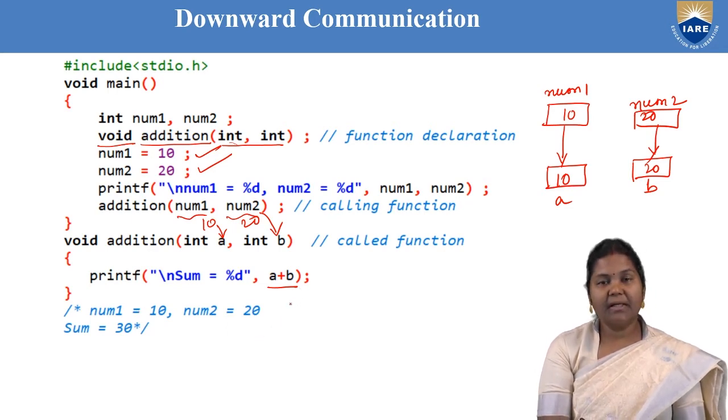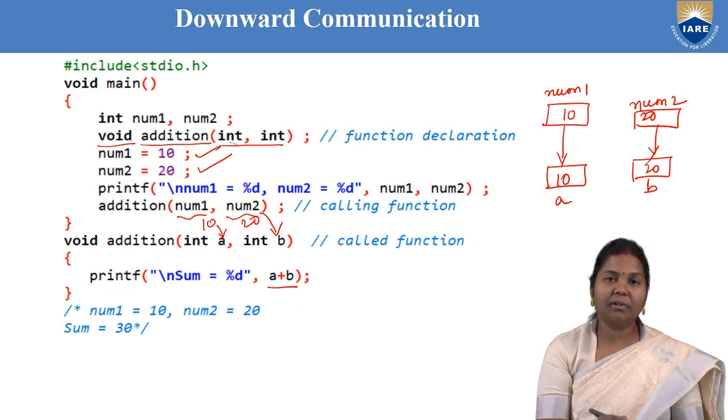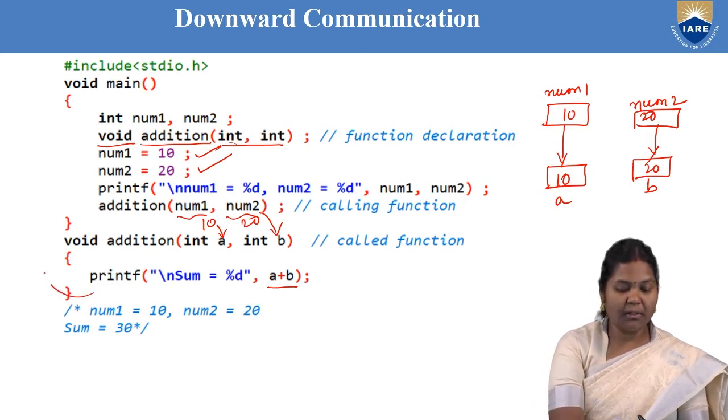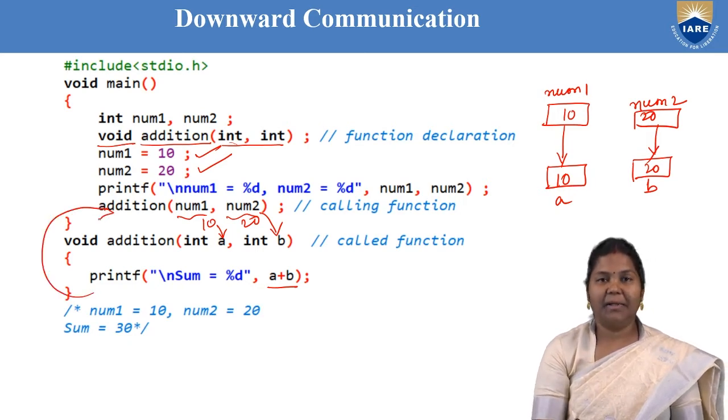So the function returns nothing. There is no explicit return statement. Just after the completion of the function execution, the control automatically goes to the caller and there is nothing to display. So this is called downward communication.